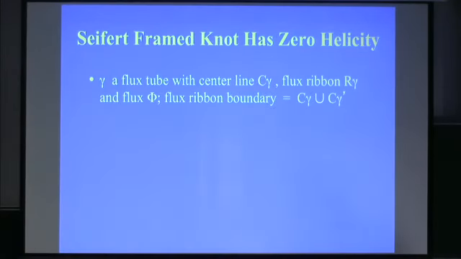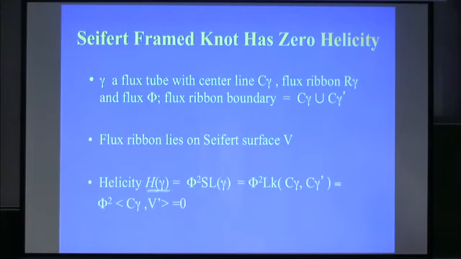I claim now that the Seifert frame knot has a 0 helicity. Because if you've got a flux line with center line, suppose you've got a knot here. So you've got this single curve, this flux ribbon, and the boundary of the ribbon is that guy. The point is that the helicity is phi squared times the self-linking number, but the self-linking number is 0 because the linking number of these two guys is 0, because this one bounds a surface that this one misses.